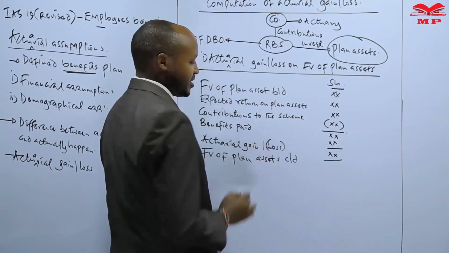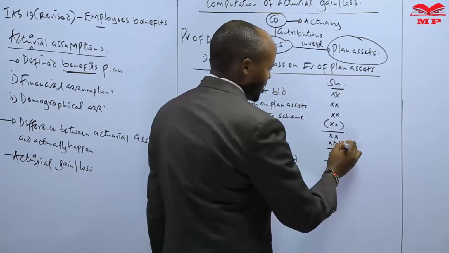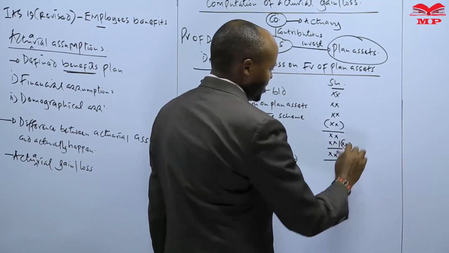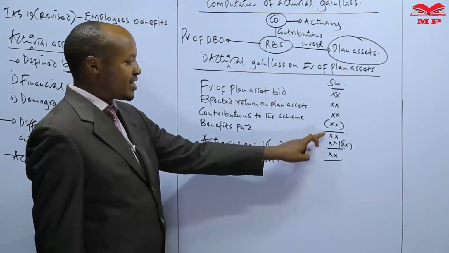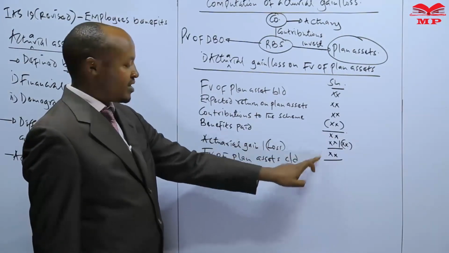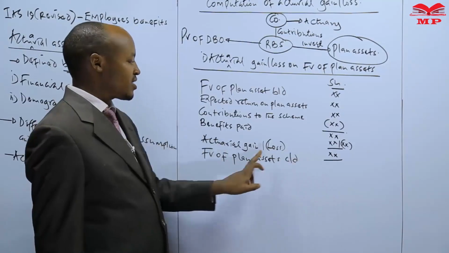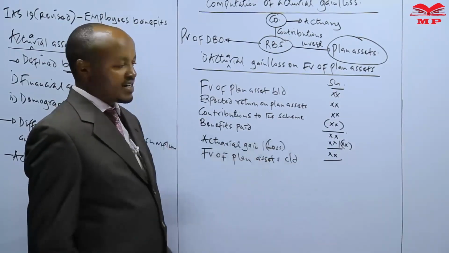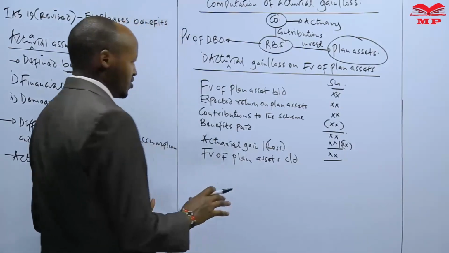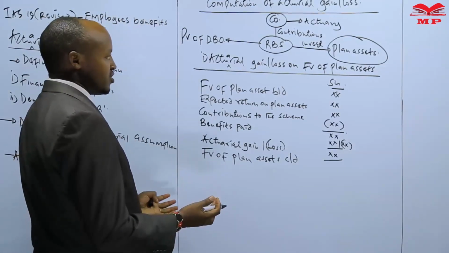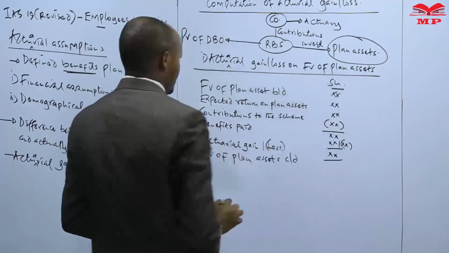If we have a decrease in the value, that is always an actuarial loss. So that's ordinarily how we compute the actuarial gain or loss as far as the plan assets are concerned.